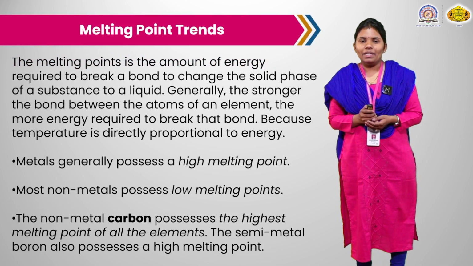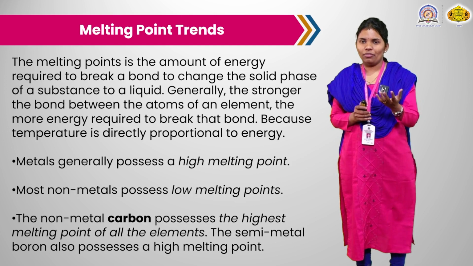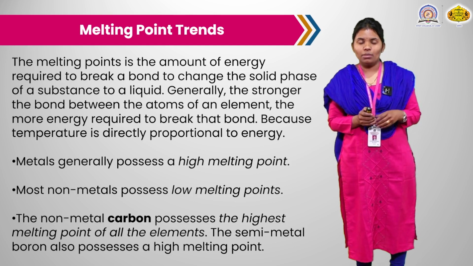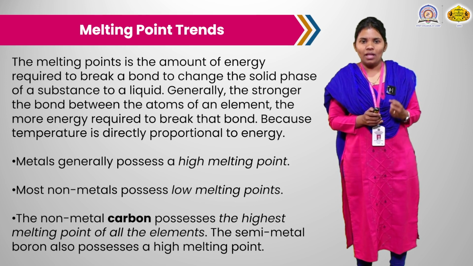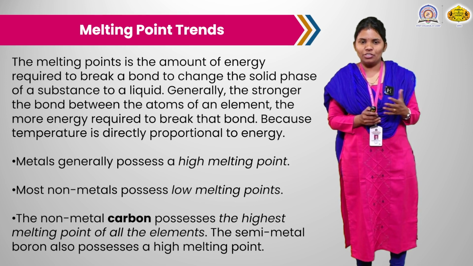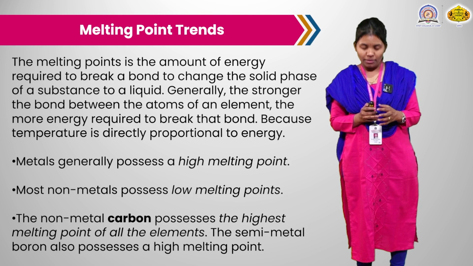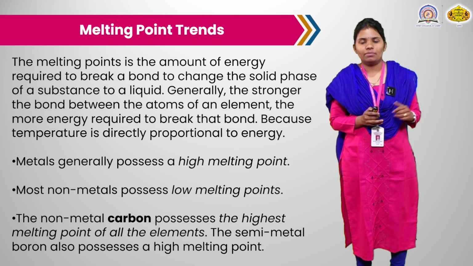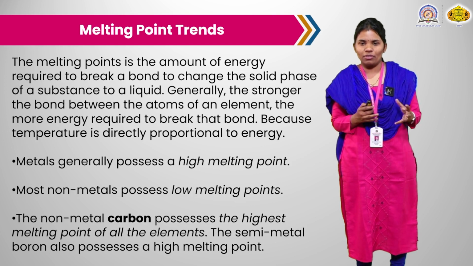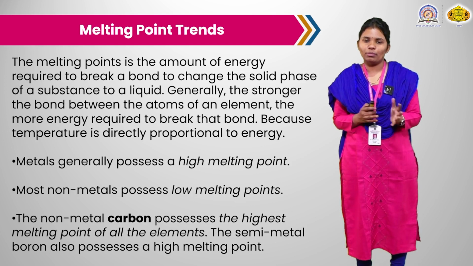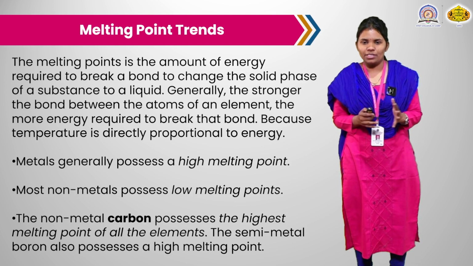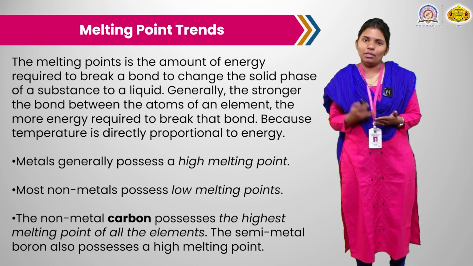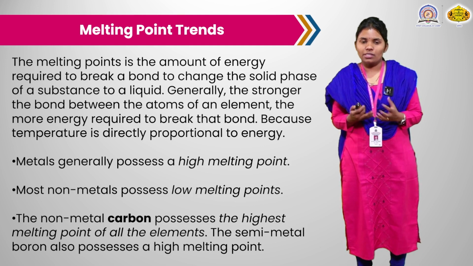The next trend is the melting point. How does the melting point vary from right to left, or from metal to non-metal character? But basically, what is the melting point? The melting point is the amount of energy required to break a bond to change the solid phase of a substance to a liquid. Generally, the stronger the bond between the atoms of an element, the more energy is required to break that bond, because temperature is directly proportional to the energy. This is the definition of the melting point of a particular substance.